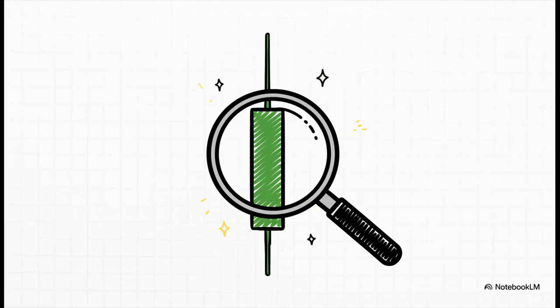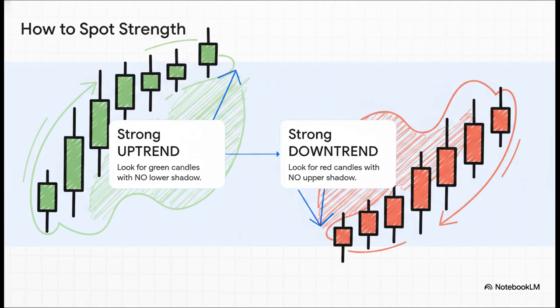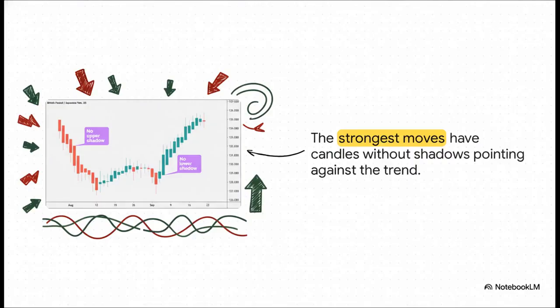You see, the real secret to reading a trend's strength isn't just in the color, it's in something you might not even notice at first. Those little lines that stick out from the top and bottom of the candles. We call those shadows, or wicks, and trust me, they tell you a whole lot about the trend's momentum. So here's the golden rule. You ready? When you see a bunch of green candles that have no lower shadows, no little wicks at the bottom, that's a sign of a really strong uptrend. It means buyers are totally in control. And on the flip side, a string of red candles with no upper shadows, that's a powerful downtrend where sellers are dominating.